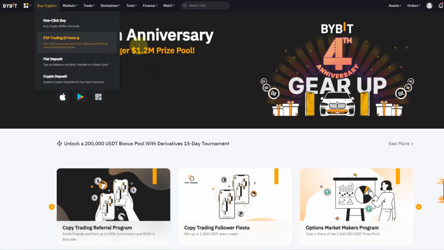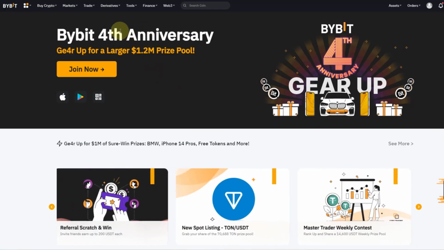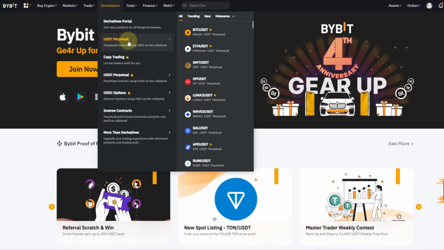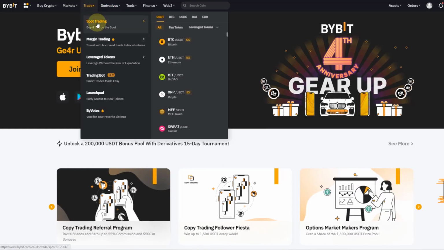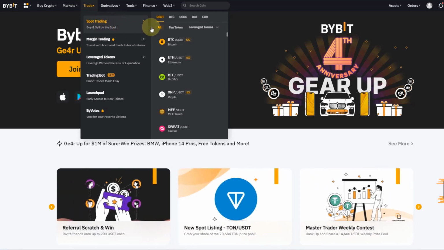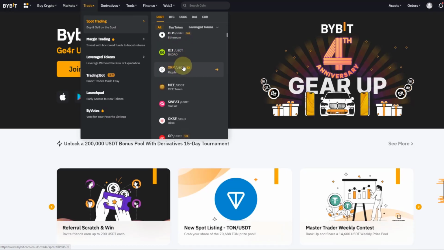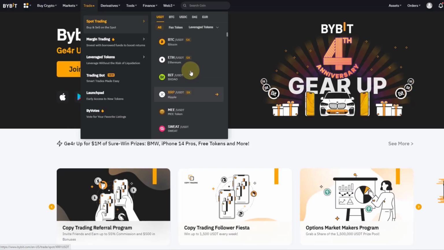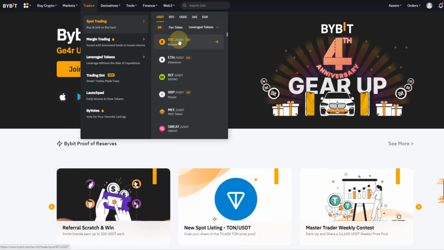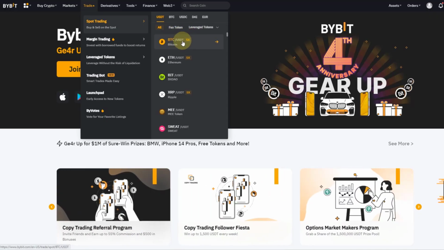So you can see this is the main dashboard. On the main dashboard, you can either choose the perpetual futures here if you want to do leverage, or you just go to trade, spot trading. And when you do spot trading, you can see that some of these tokens or coins, like Bitcoin and Ethereum, are offered at a 5x leverage. So that means when you execute an order like that, using 5 times leverage, you are still buying the asset.